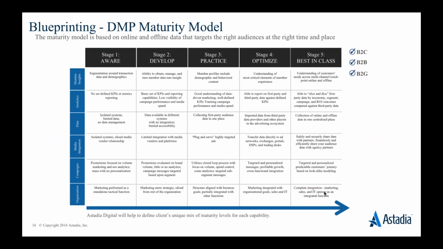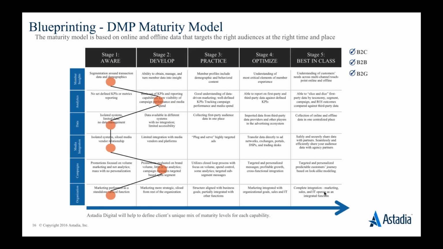So with this color that we have on the screen, this particular client rated themselves as 1 on media and insights, so they're kind of aware. Analytics more in the develop stage. Data more in the aware. Data was just kind of a mess all over the place. Media integration was a 1. Campaigns, they thought they were in a develop stage for campaigns. And then organization. Then, inviting the right people to the room and having these discussions.